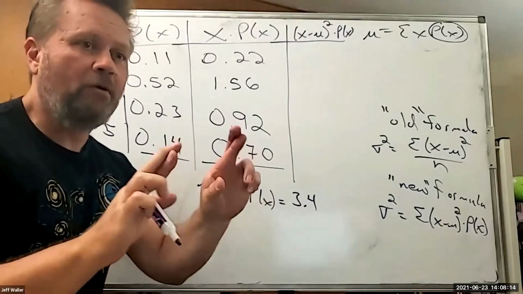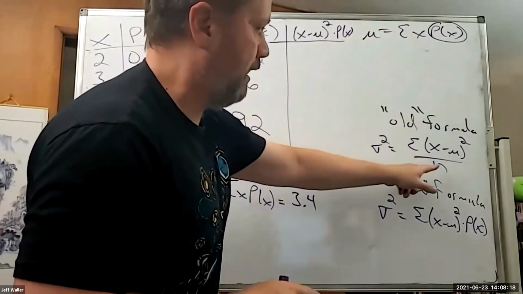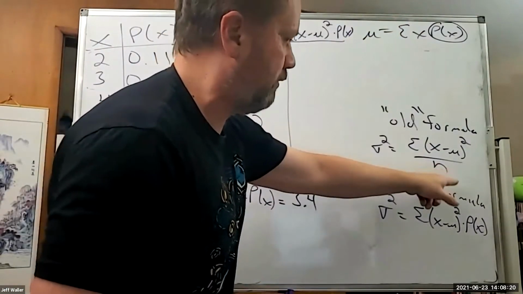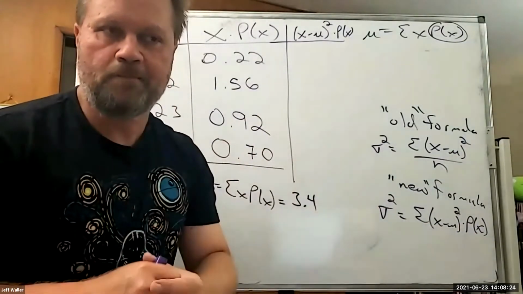I really want that to make some kind of sense. Remember how p of x has an n underneath it? And see how there's an n underneath that? So if I just write times p of x, I don't need the over n anymore. It's built in. I multiply.